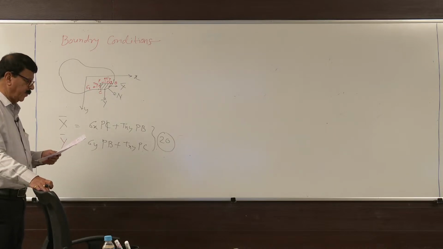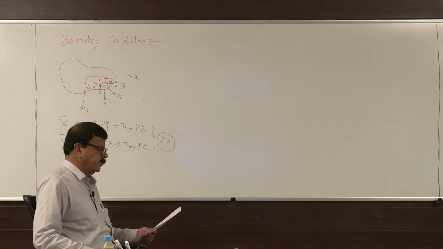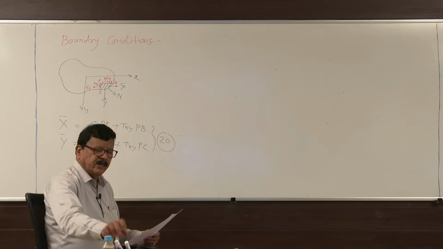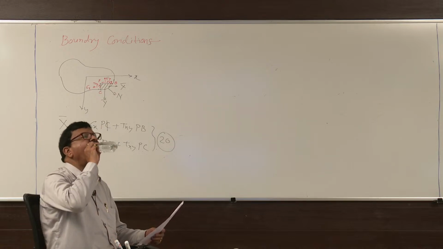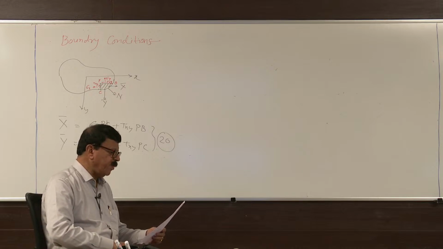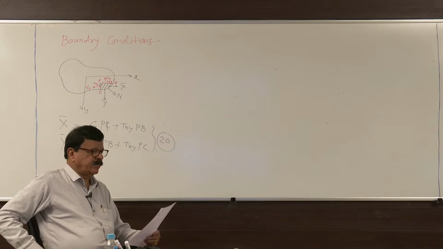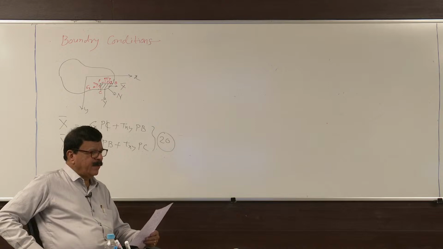Now write down: in the case of a rectangular plate, coordinate axes are usually taken parallel to the sides of the plate. Boundary condition 20 can be simplified.